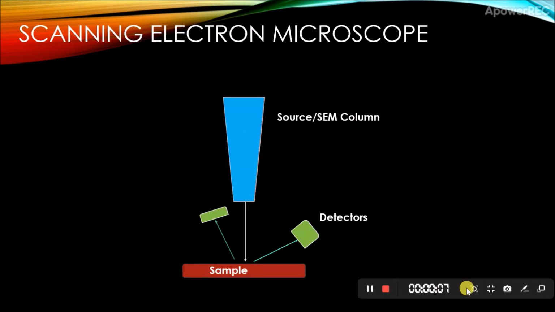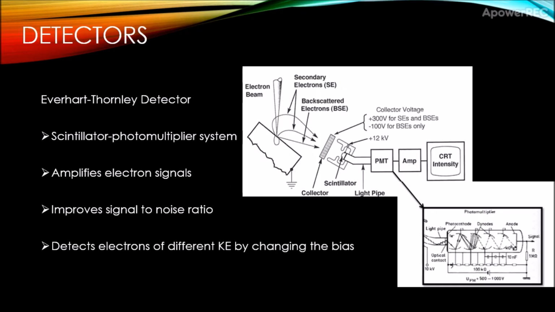The final component in SEM is the detector, and we will discuss what detector is used in SEM. The detector used in SEM is called Everhart-Thornley electron detector. It consists of a scintillator photomultiplier system which amplifies electron signals, improving the signal-to-noise ratio. Detection of electrons with different kinetic energy is possible with this detector by adjusting the bias applied in the detector. The image on the right shows a schematic diagram of the detector and the photomultiplier.